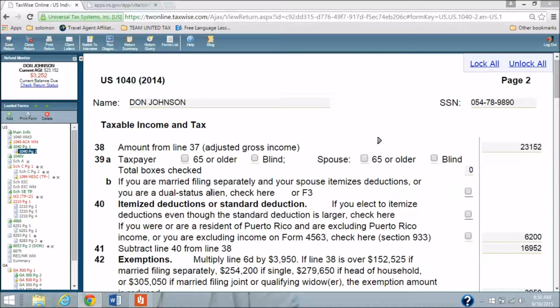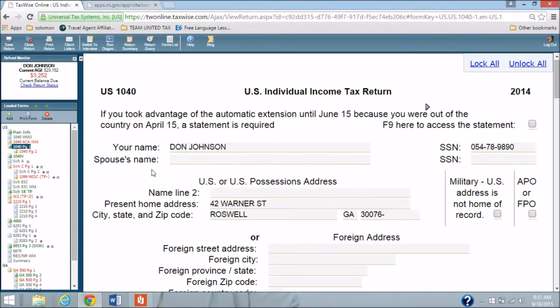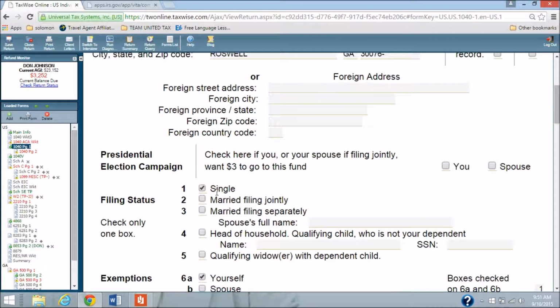On line 40, we have itemized deductions or standard deduction. And in this situation, we took the standard deduction, which is $6,200. So let me show you how this works. On 1040, page 1, he's single. But we're going to change him from single to head of household and see what the standard deduction is for head of household.